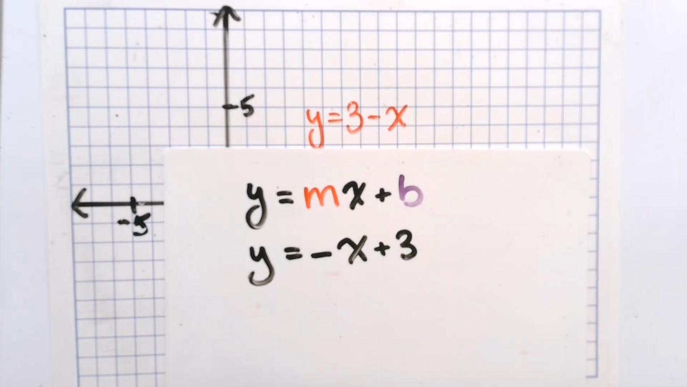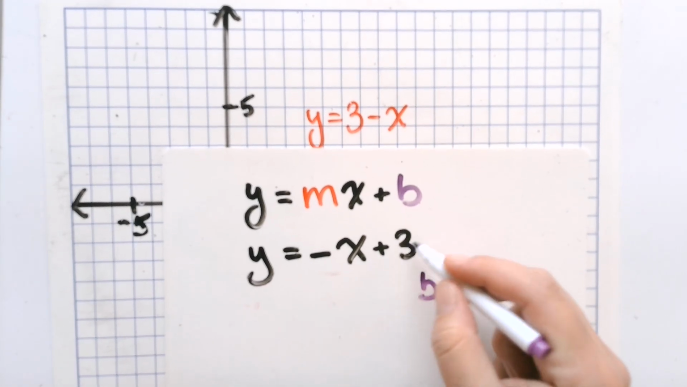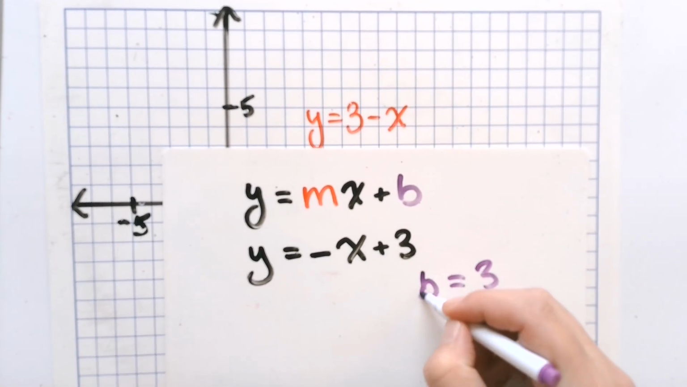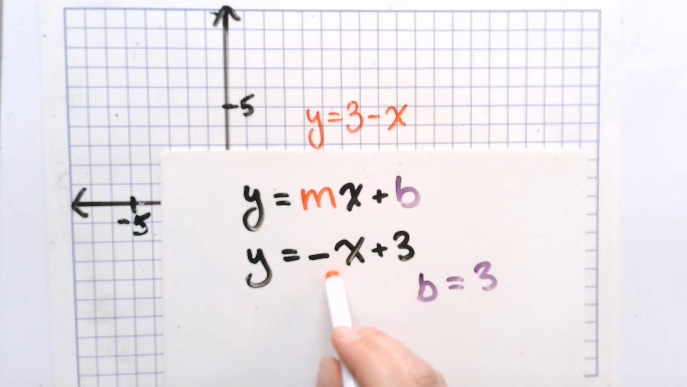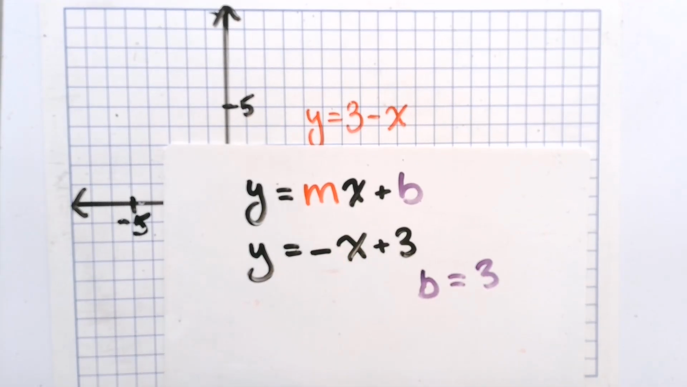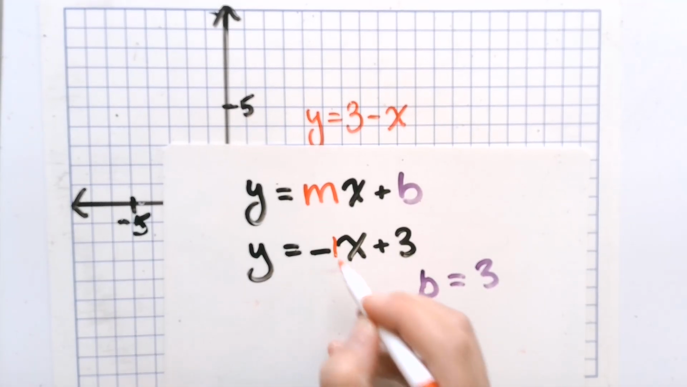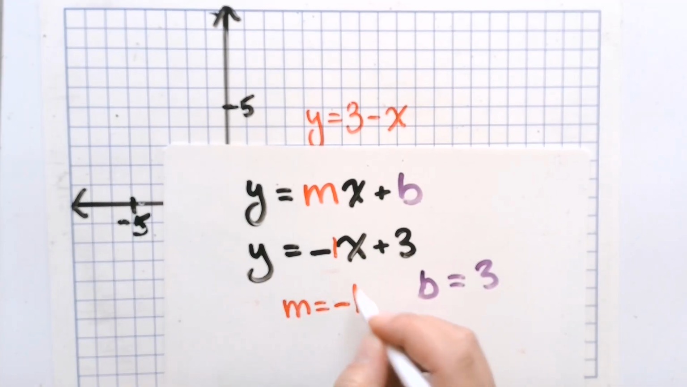So if I have it in this way, now it's pretty clear that b is 3. But what is the slope? What is m? Because all I have is a negative here. Whenever I have just no number or a negative out in front, you have to think about it as the coefficient, or what I'm multiplying it by, being the number 1. Okay, so I can think of m, the slope, as equal to negative 1 because I have that negative.